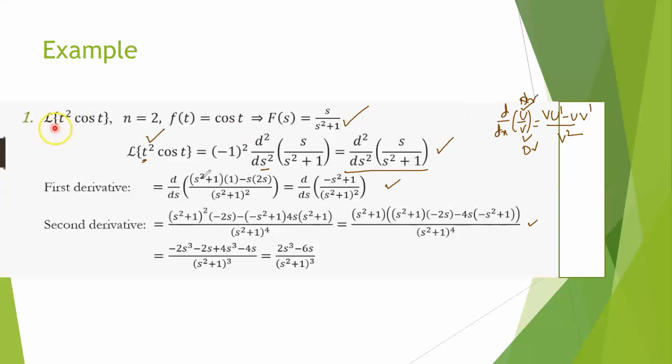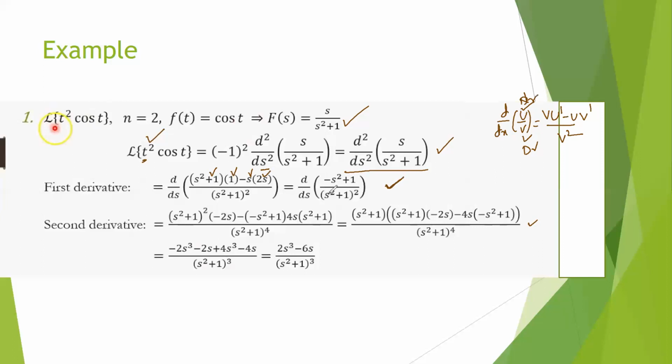it is written as s square plus 1 into 1 minus s into 2s divided by s square plus 1 whole square. But because here this is v, differentiation of u, differentiation of s is 1 and s remains same. Differentiation of v, that is differentiation of s square plus 1 is 2s divided by v square. After simplification, we got this.